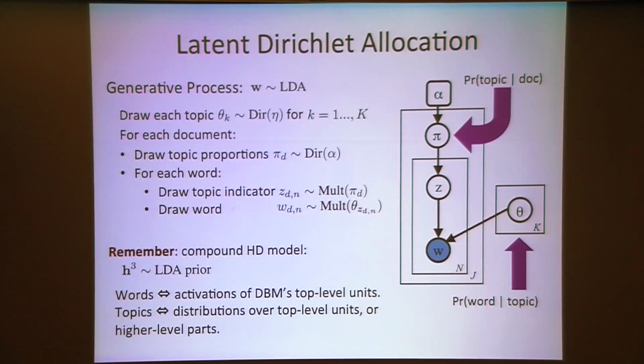Now, in our model, we're going to assume that the states of the latent variables at the third level in a deep Boltzmann machine, we're going to treat them as words in a document. Each image, or each input, is going to be represented as a document. So we're putting an LDA prior on top of the activities of the top-level variables. In this case, we can think of words as activations of the DBM's top-level units, and we can think of topics as distributions defined over the high-level units or high-level parts.